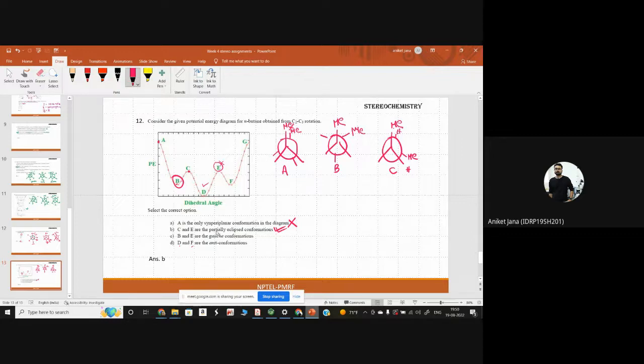C and E are partially eclipsed conformations. As we see from the energy profile diagram, C and E are partially eclipsing, between the methyl and the hydrogen groups.